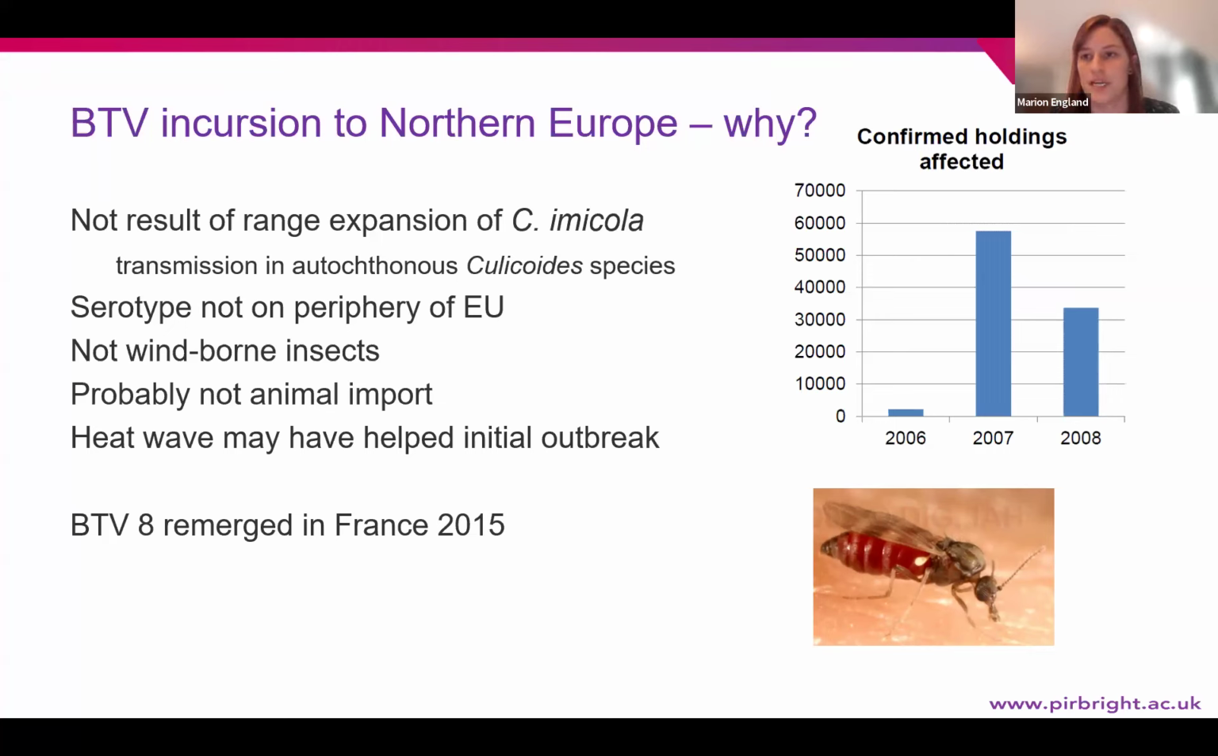2006 was a particularly hot year, and virus replication speeds up and is more efficient when the temperatures are warmer. So that's what probably helped kickstart this outbreak when it did come in. But really, we still don't know where it came from, and it remains a mystery. In 2015, BTV8 re-emerged in France and has been circulating there at low levels ever since, but doesn't seem to be doing very much damage like it did the first time.